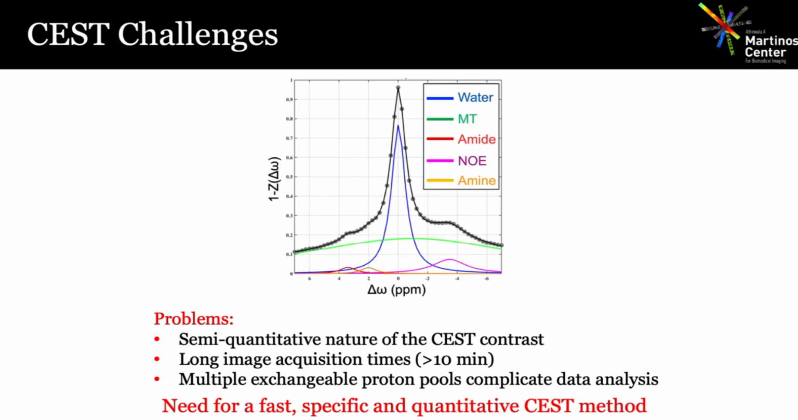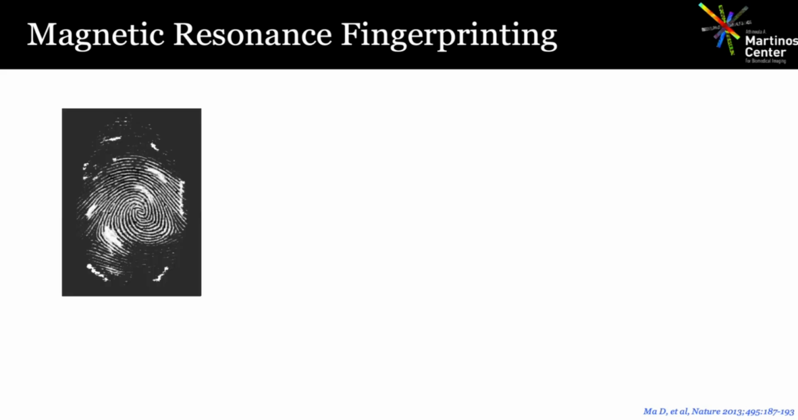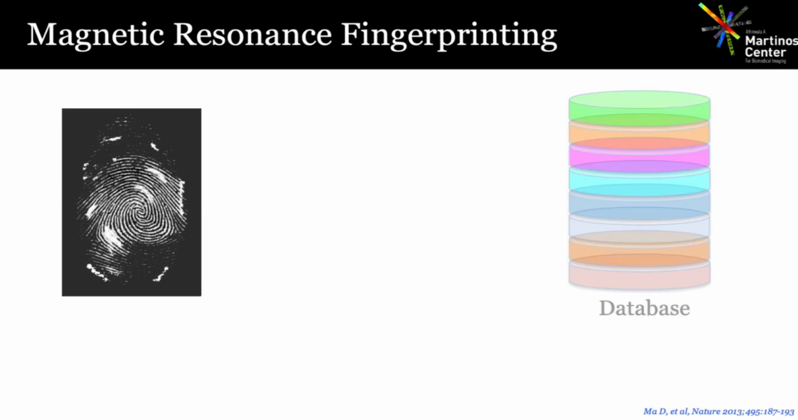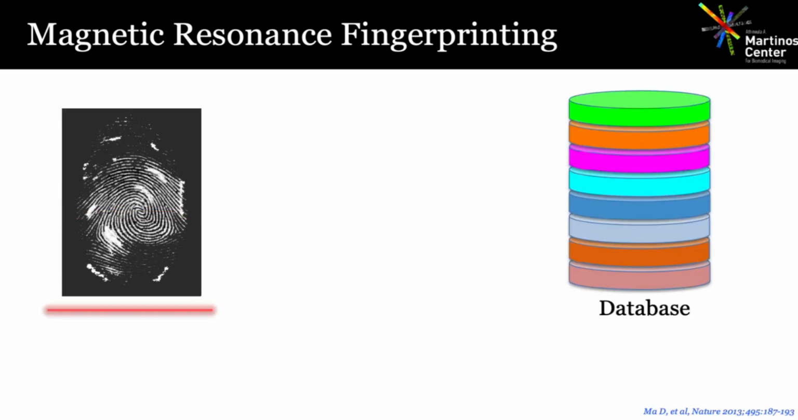So we really need faster, more specific and quantitative ways of extracting out some of this information. And that's where we kind of turn to magnetic resonance fingerprinting, first proposed by Dan Ma and Mark Griswold's group at Case Western. And again, the idea is you have some noisy fingerprint, say at a crime scene. You scan that fingerprint for a match.